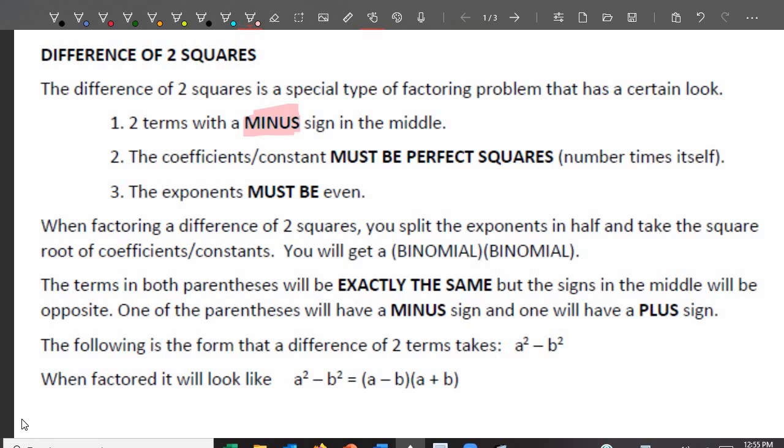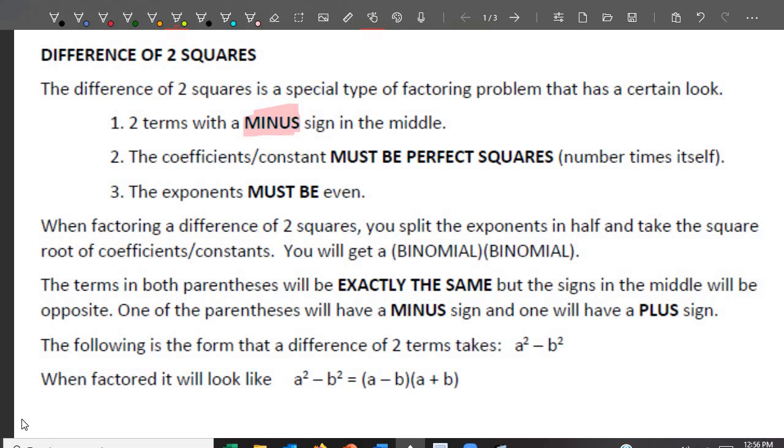Your coefficients and your constants must be perfect squares. Remember, a perfect square is a number times itself. And your exponents have to be even. They could be a 2, 4, 6, whatever, as long as they're even. Now, when we're factoring a difference of two squares, whatever the x's are, whatever the exponent is, we're going to split it in half and put each of those in the parentheses.